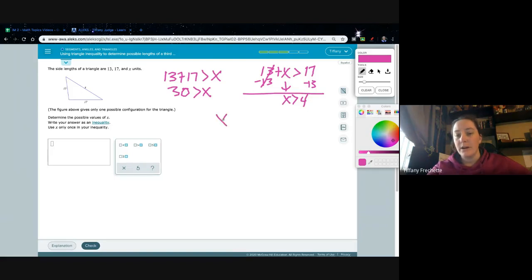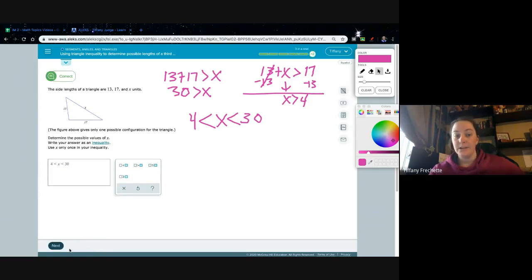So again, I want x in the middle. And I want to start with my small number and go to my big number. So I have 4. It's open to x, pointing at 4. It's open to 30, pointing at x. So I'm making that a little silly the way I'm saying it, but I want to make sure you understand how to flip those around. So I have 4 is less than x, which is less than 30. All right. And we finished that one.